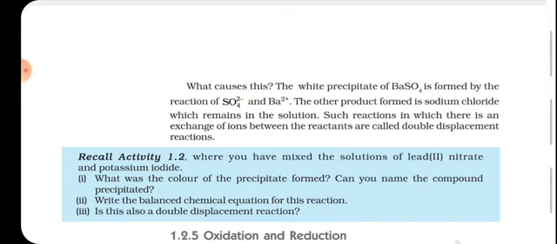Such reactions in which there is an exchange of ions between the reactants are also known as double displacement reaction. See students, above the activity 1.2, the definition is given. You need to write that in the exam. Reactions in which there is an exchange of ions between the reactants are also called double displacement reactions.